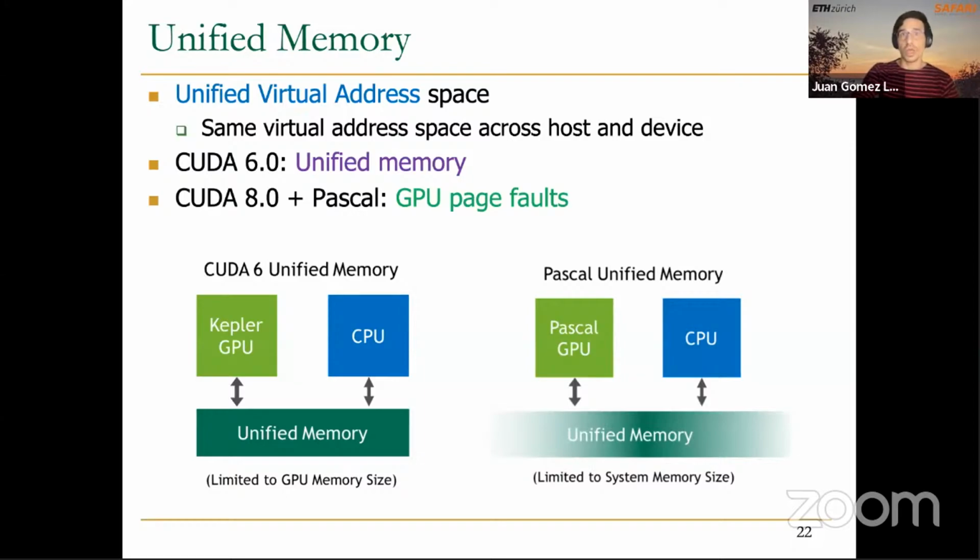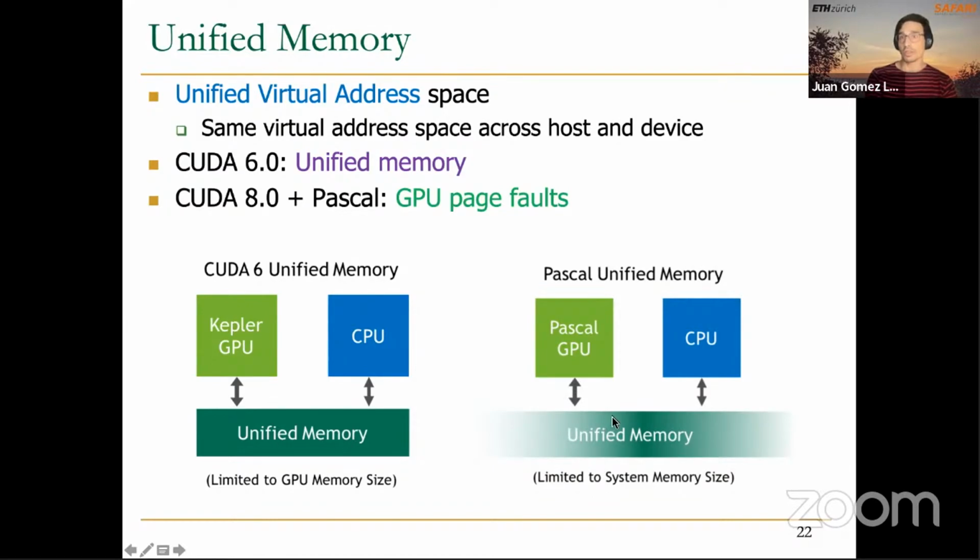That started with CUDA 8 and the Pascal architecture, which is the architecture where the GPU can start issuing page faults to the CPU whenever something is not found in the GPU memory space, in the physical memory space of the GPU memory. The GPU can issue a page fault to the CPU, and the runtime system will transparently handle the movement of the specific page from the CPU memory to the GPU memory.